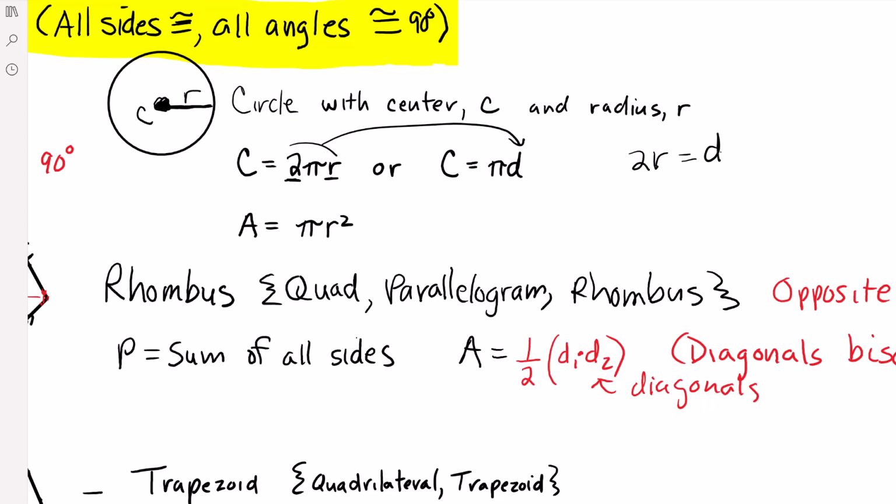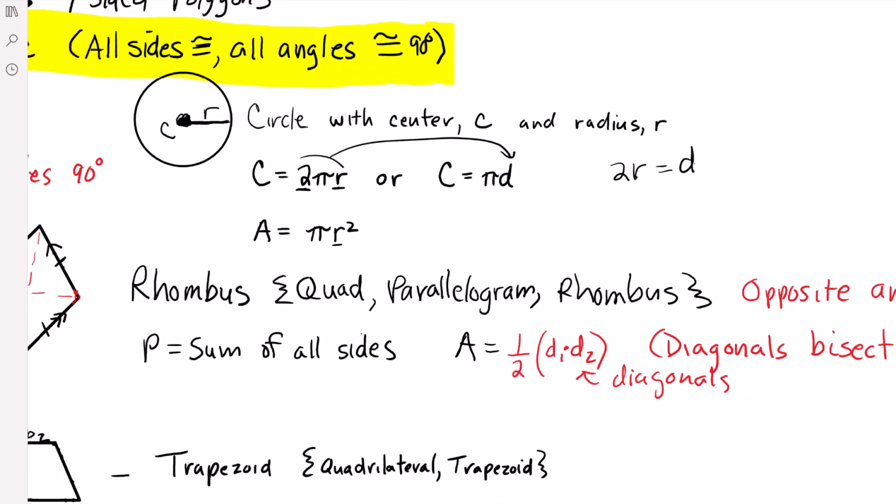But for the area, you do need to have it in radius form. Well, I guess you could do this, but if you're going to do that, you might as well, because diameter divided by 2 is the radius, but you could write it like that. All right, so that's the circle.